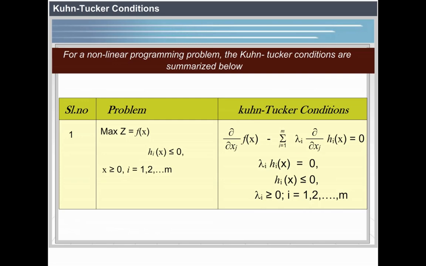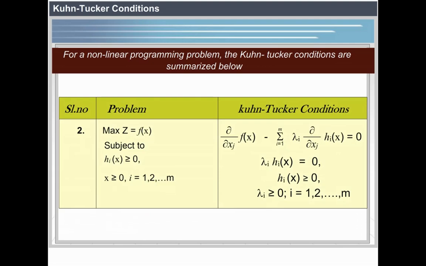Number 1. Problem. Maximize z equal to f of x subject to hi of x less than or equal to 0, x greater than or equal to 0, i equal to 1 to m. Kuhn-Tucker condition, dou by dou xj of f of x minus summation i equal to 1 to m lambda i into dou by dou xj of hi of x equal to 0, lambda i into hi of x equal to 0, where hi of x less than or equal to 0, lambda i greater than or equal to 0 for i equal to 1 to m.